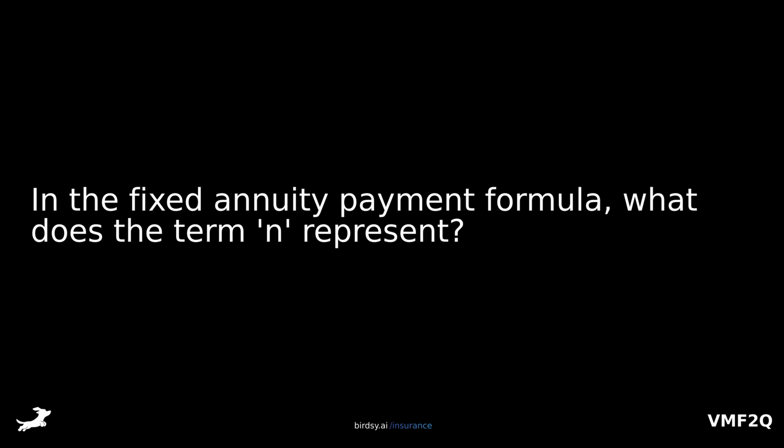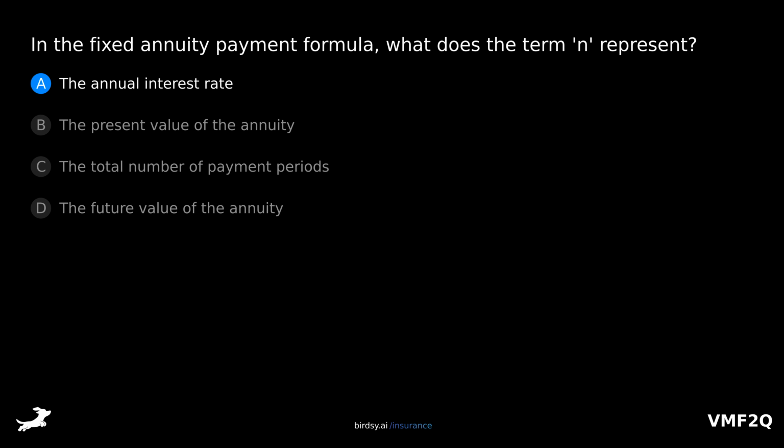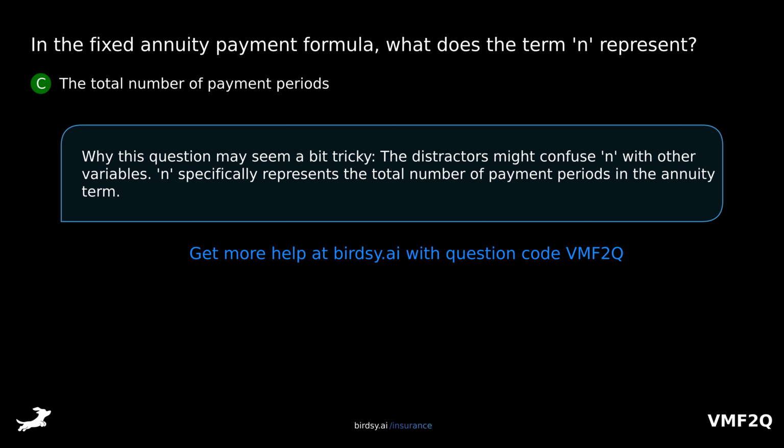In the fixed annuity payment formula, what does the term N represent? Is it A, the annual interest rate, B, the present value of the annuity, C, the total number of payment periods, or D, the future value of the annuity? The answer is C, the total number of payment periods. Why this question may seem a bit tricky. The distractors might confuse N with other variables. N specifically represents the total number of payment periods in the annuity term.